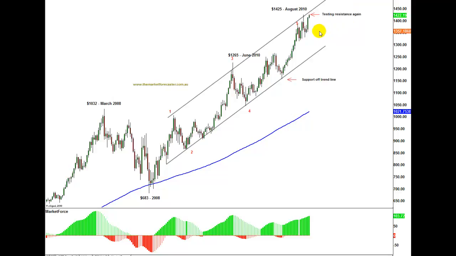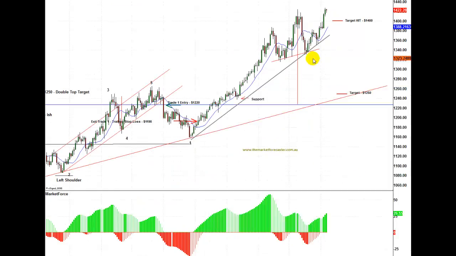Gold, this is the weekly chart. You can see that it really is testing this overhead resistance. It's been in play for quite some time. Certainly the market for gold is all still bullish. I think there's a daily chart after this, which there is.